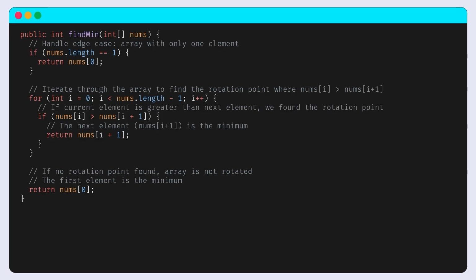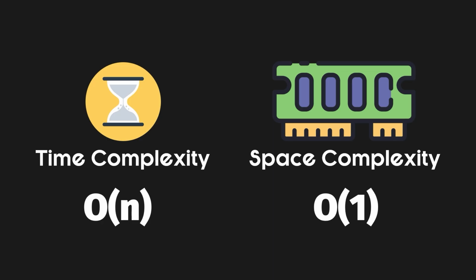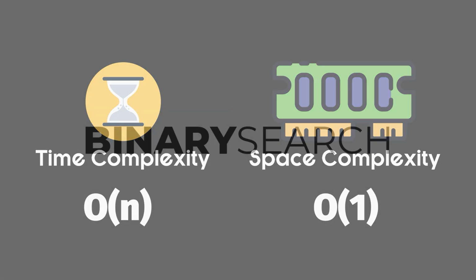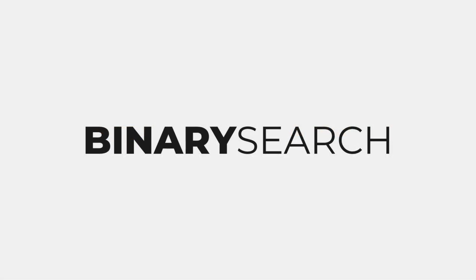As for the time complexity, this approach also runs in big O of n time because we potentially need to scan through the entire array to find the rotation point. The space complexity is big O of 1 as we only use a constant amount of extra space. So, while this rotation point approach is more elegant than tracking the minimum, it still does not meet the big O of log n requirement. For that, we need binary search. So let's now explore the optimal solution using binary search.